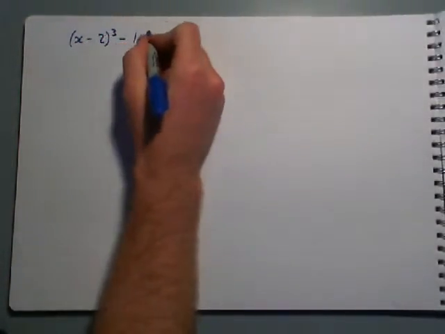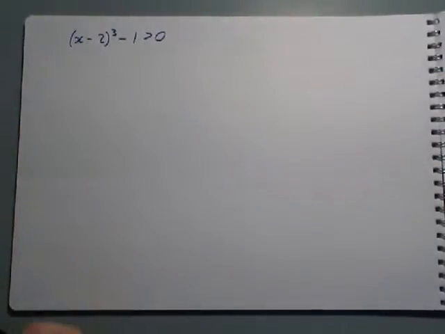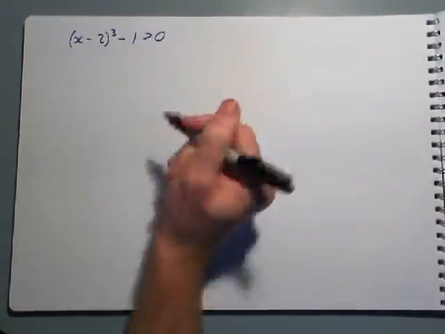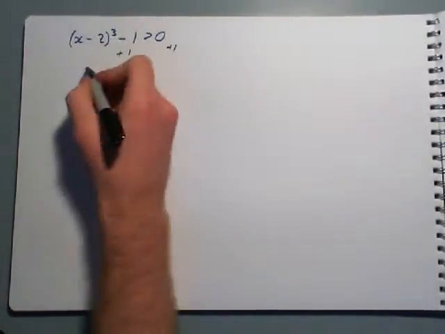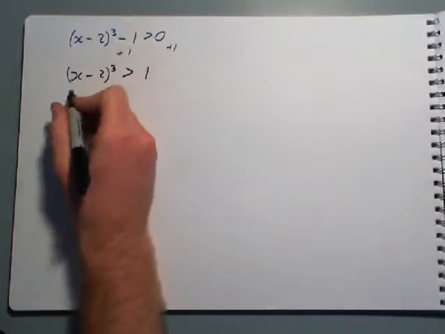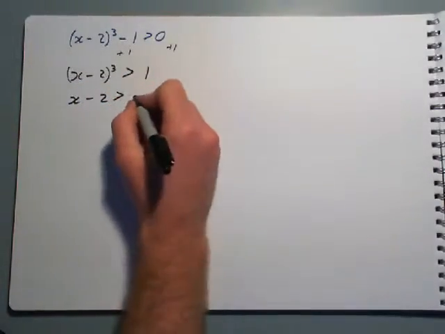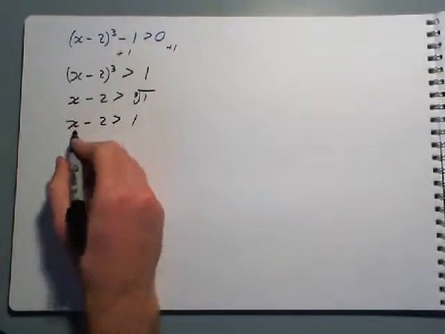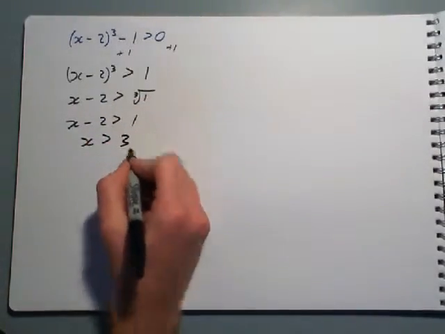Part C, so we've got (x - 2) cubed, take 1 greater than 0. Okay, so starting with this, let's do something different, and we're going to actually solve for x. So plus 1 on both sides. Cube root it, so x take 2. Okay, cube root of 1, well it's just 1, so we'll have x take 2 greater than 1, and plus 2 on both sides is 3.